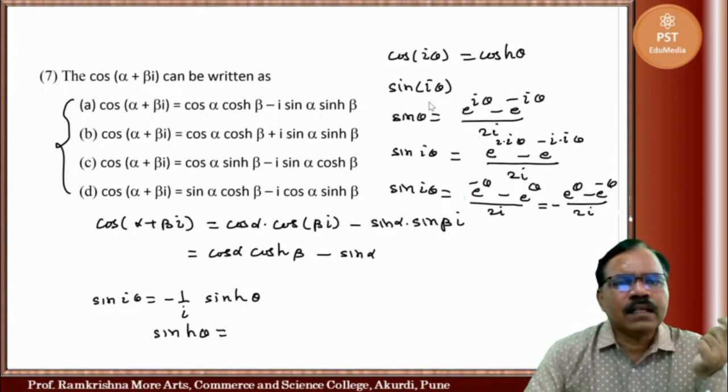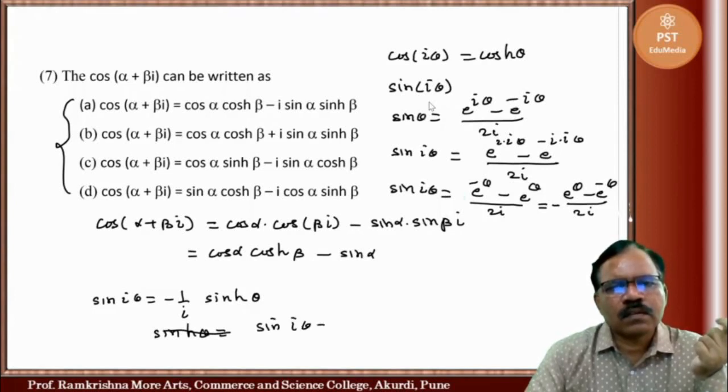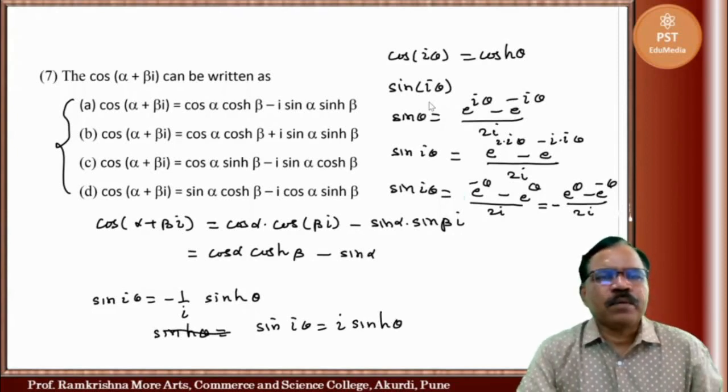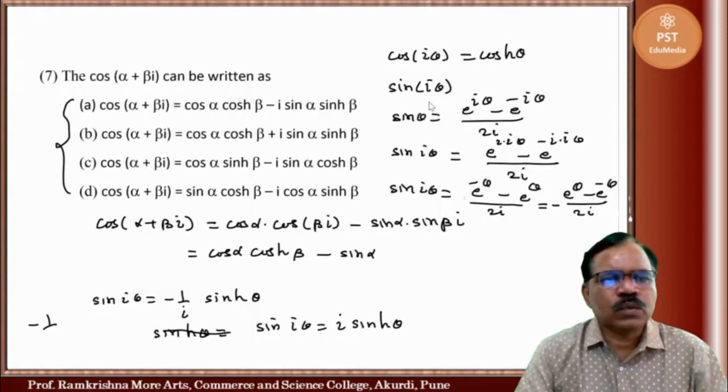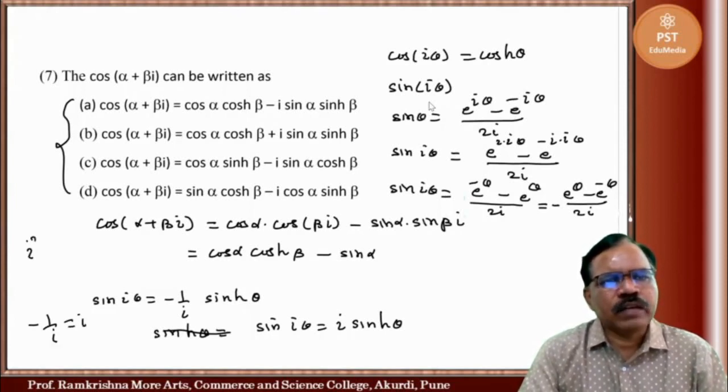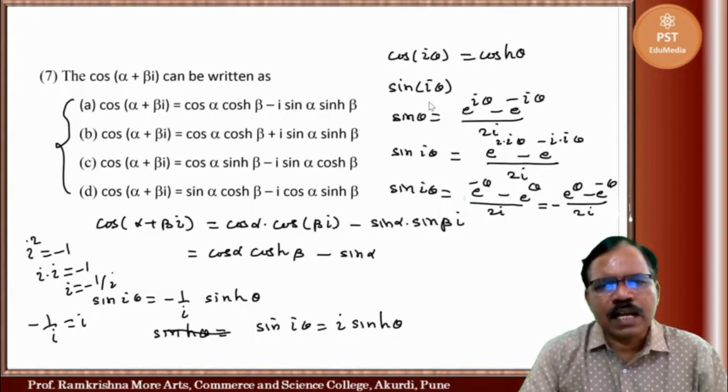So sin iθ is equal to i into sinh θ, because minus 1 upon i is i. Why? Because i square is equal to minus 1, so i into i is minus 1, so i is minus 1 upon i. So minus 1 upon i is i.